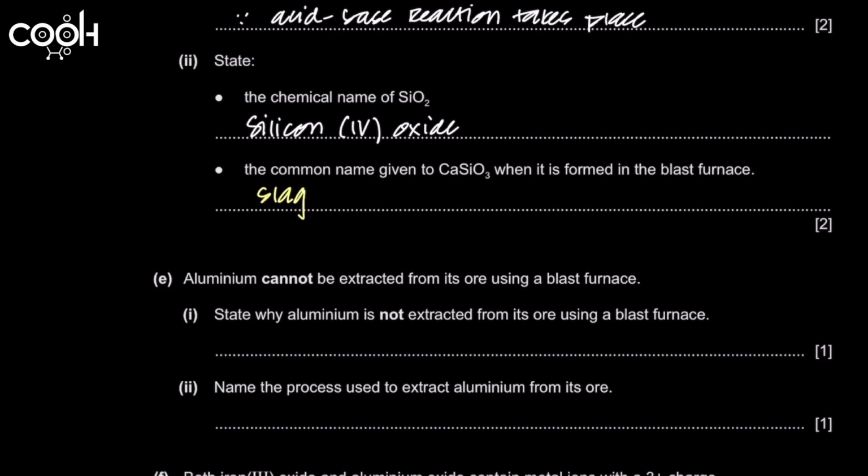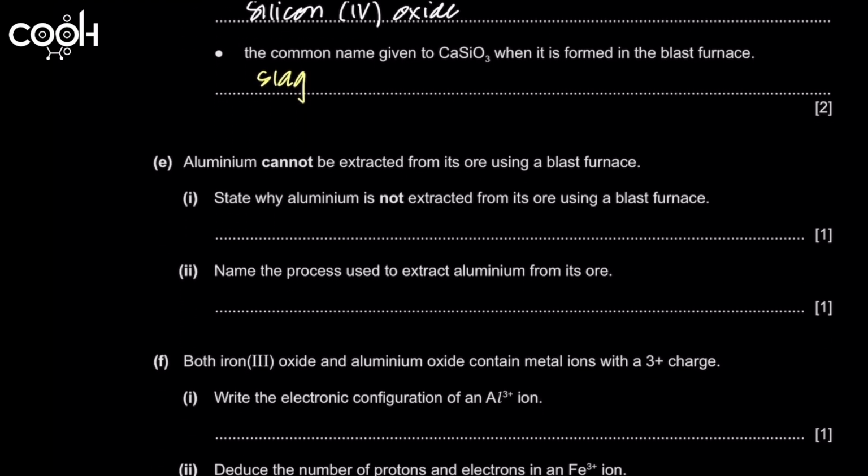Now it says, aluminum cannot be extracted from its ore using a blast furnace. What's aluminum's ore called? It's called bauxite, right? So why can't aluminum be extracted? Well, because aluminum is above carbon in the reactivity series, meaning it is more reactive than carbon. So the carbon cannot reduce the aluminum oxide to give you aluminum, right? So what do we say?